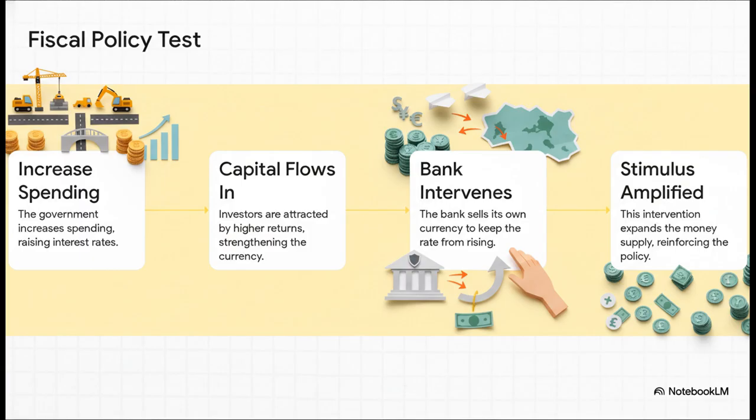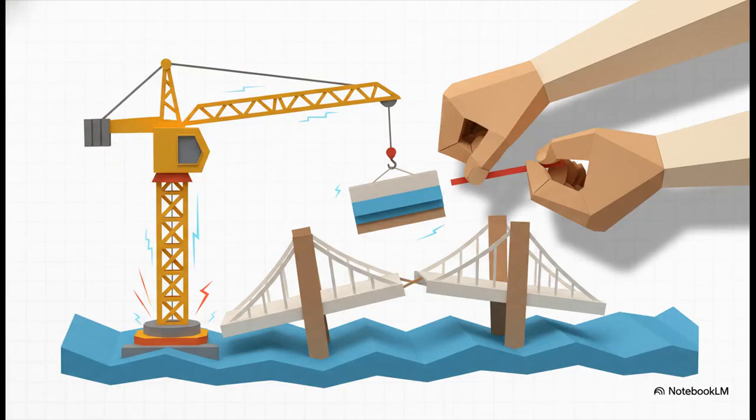So, to defend your fixed rate, the central bank has to sell your currency, which actually expands the money supply. So get this. The central bank's actions to defend the currency actually end up reinforcing the government's stimulus. The fiscal policy doesn't just work, it gets supercharged. When you're tied to that anchor, fiscal policy becomes your main engine.